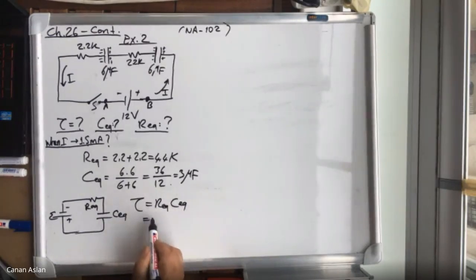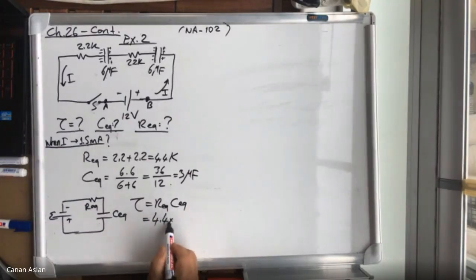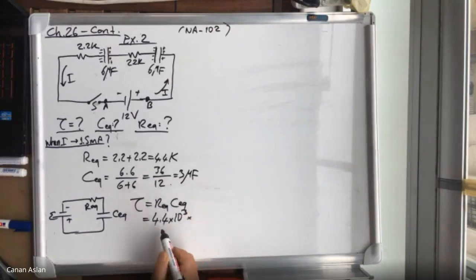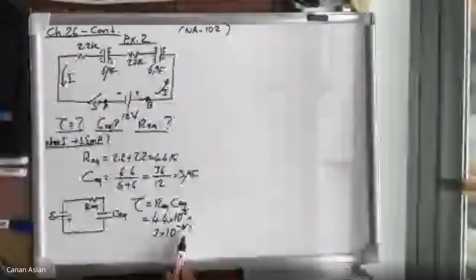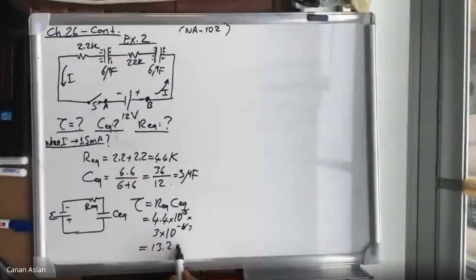So when we multiply these two numbers, 4.4 K, which is 10 to the 3, okay, don't forget, this is important, times 3 microfarad, 3 times 10 to the minus 6. So it just cancels this, and then you end up with 10 to the minus 3, which happens to be milli, okay? So now tau is just 13.2 milliseconds.